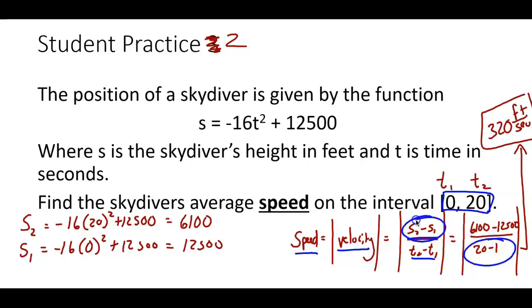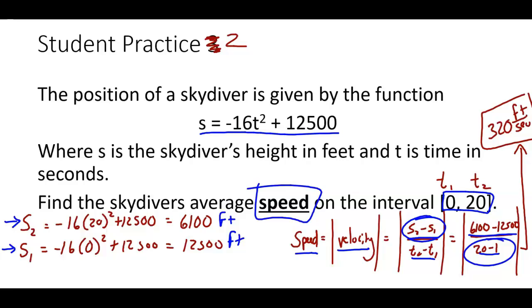But now I need to figure out what my positions are. Well, that's what this function up here is for. If you plug in 20 and 0, you can find your positions. By plugging in 20, I find my second position, which is 6,100 feet. And by plugging in 0, I find my initial position, which is 12,500 feet. So S2 minus S1 is 6,100 minus 12,500. We subtract those and divide, and what we end up with is negative 320, but we take the absolute value of it because they want the speed. So we end up with a speed of 320 feet per second.